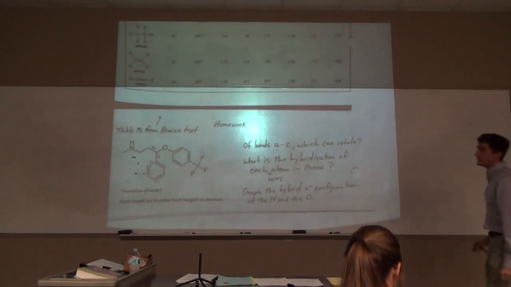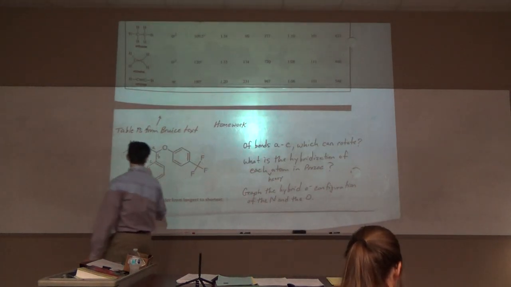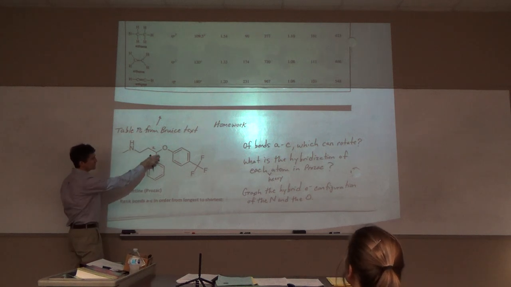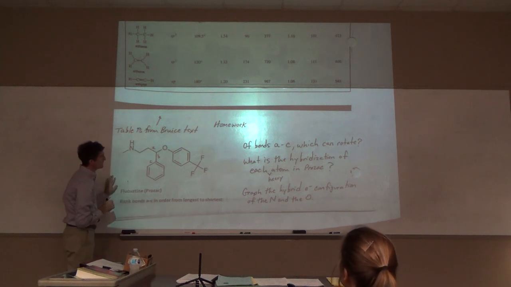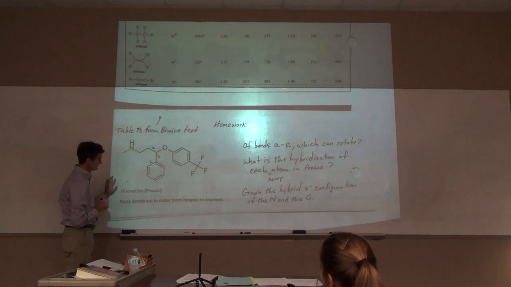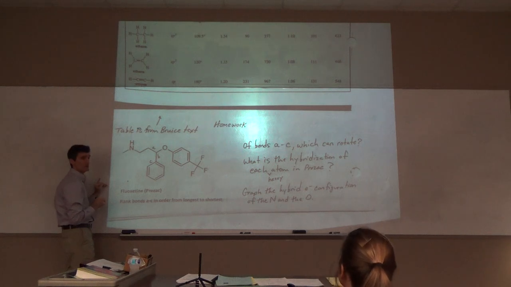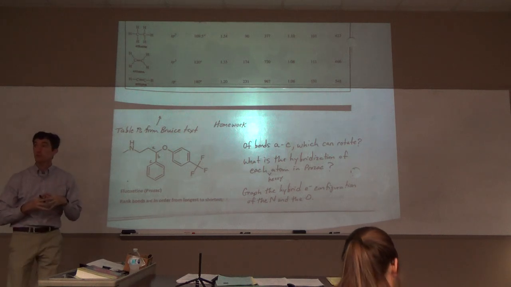How do we do down here? Rank bonds in order from longest to shortest. Which bond's longer? I'm looking at carbon-carbon bonds here. A is the longest. Then B, then C. A, B, C. A is longest, B, then C is the shortest.